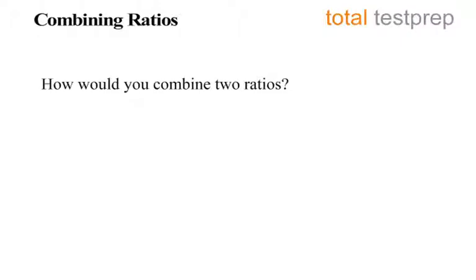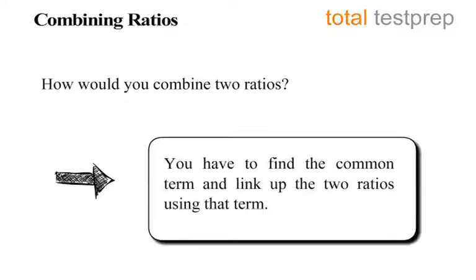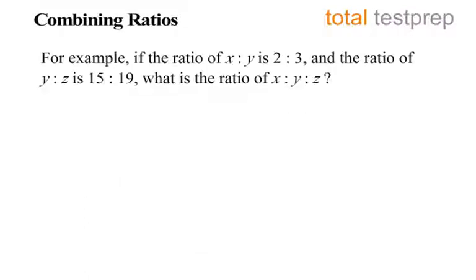In this section, we're going to be dealing with combining ratios. How would you combine two ratios? Well, the rule is that you have to find the common term and link up the two ratios using that term. For example, if the ratio of x to y is 2 to 3 and the ratio of y to z is 15 to 19, what is the ratio of x to y to z?